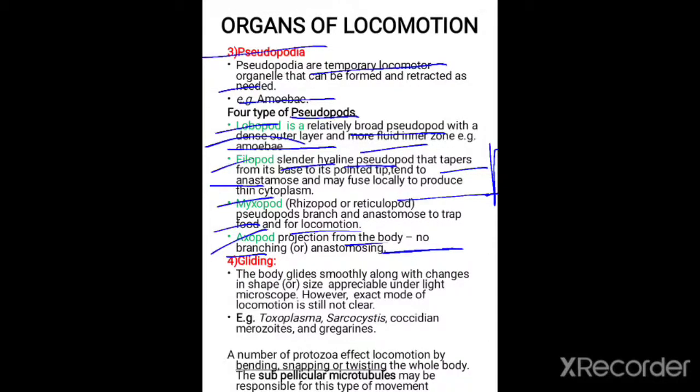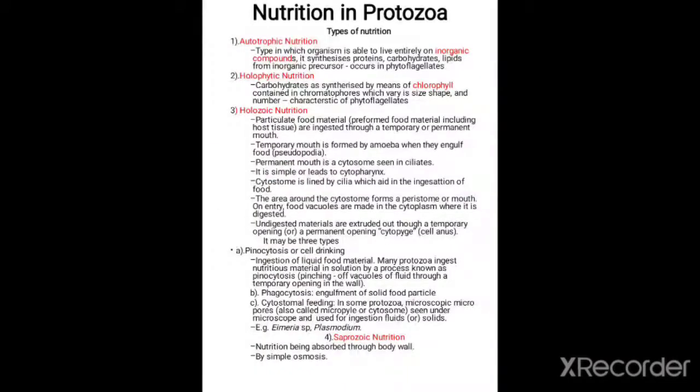And the last one is gliding locomotion, in which the body glides smoothly along, with changes in shape and size appreciable under the light microscope. This is seen in Toxoplasma and coccidian protozoans. And in the next video, we will discuss nutrition in protozoans. Thank you.